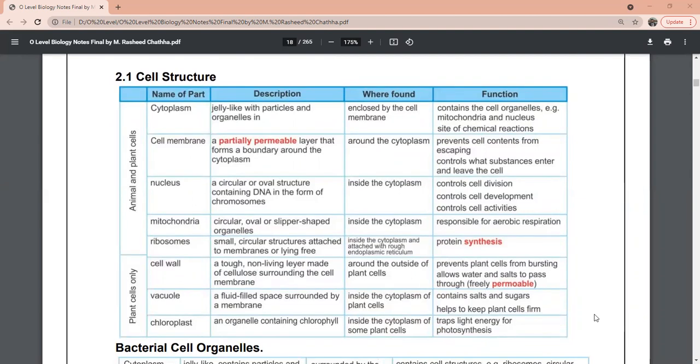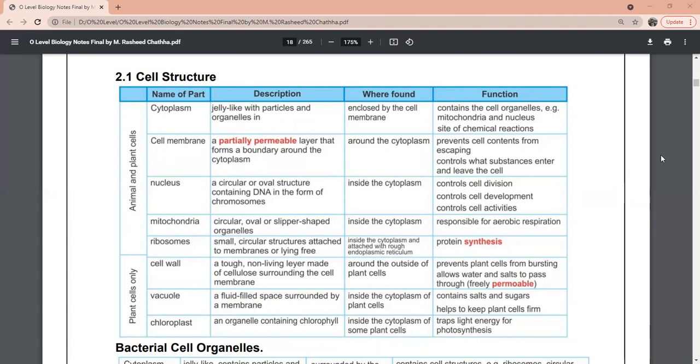So, where is the cell membrane found? This is around the cell cytoplasm, and this is a partially permeable membrane, a layer that forms a boundary around the cytoplasm. And what is the function? It prevents cell contents from escaping, and it controls what substances enter and leave the cell. So this is the boundary of a cell. This is present in both animal and plant cells.